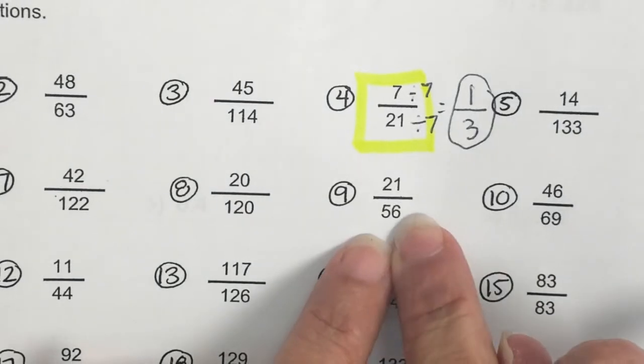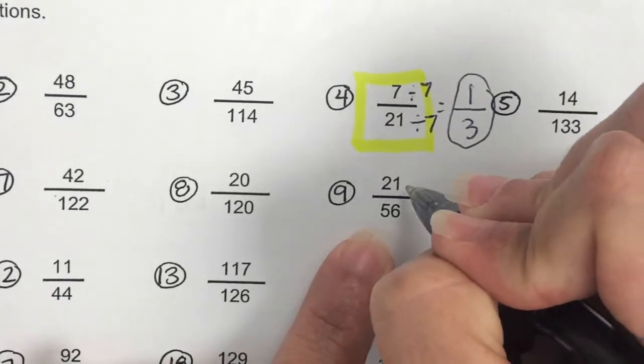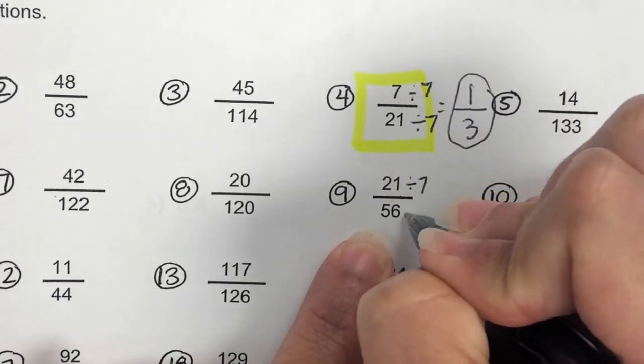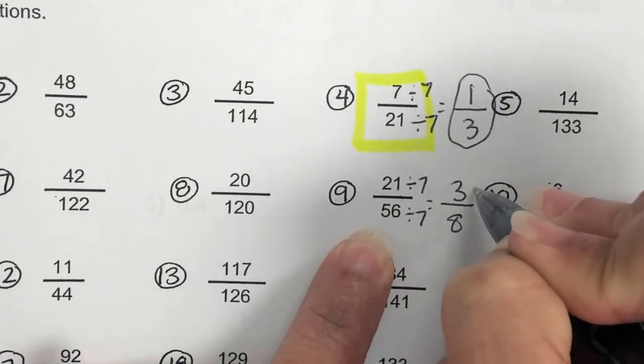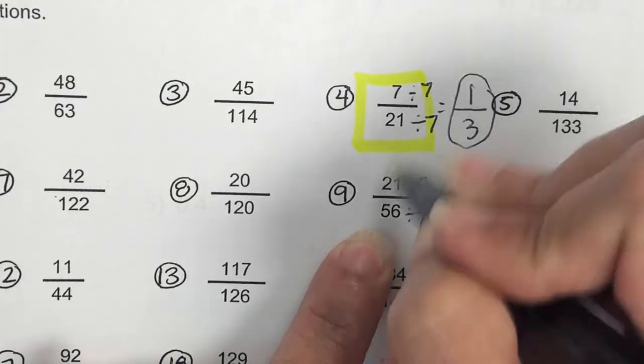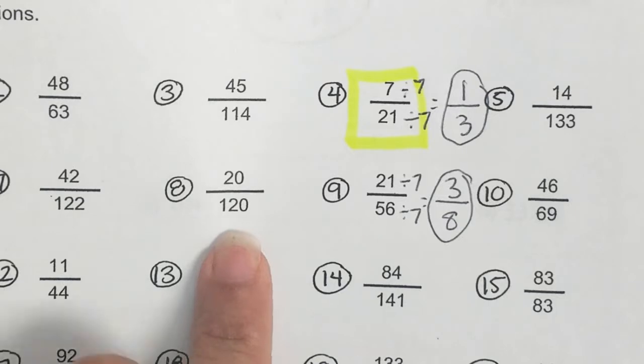Another one we should be able to do is honestly the one right below it, number 9. Because it divides by 7 again. Okay, so 3/8. That says to me, if you can do those, that you know your 7s tables. Now, I can even look at number 8.